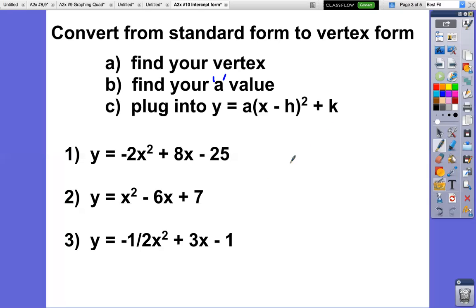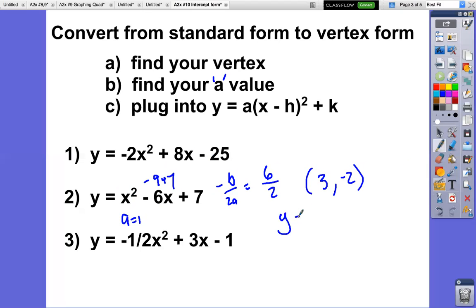All right. The opposite of B over 2A. Your B value is -6, so the opposite is +6. Your A value is 1. So 1 times 2 is 2. So my vertex is at 3. Plug it back in. 3 squared is 9. So -9 plus 7 is -2. Questions on that part? So here's your answer. Any questions?